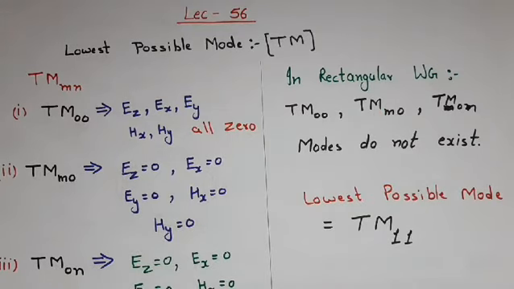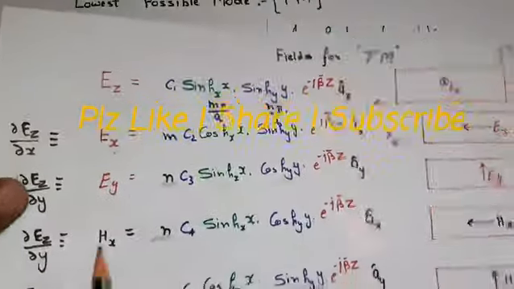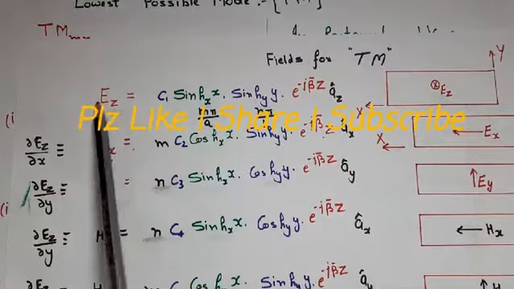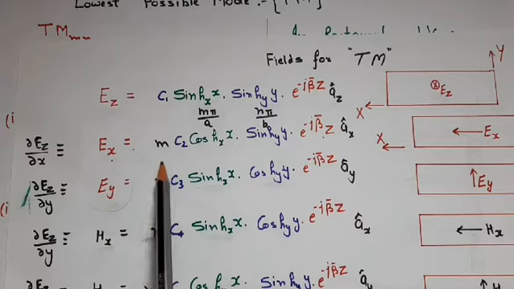Now we take another lowest possible mode, that can be TM0n. Here m is 0 and n is non-zero. Because of the sine function in y, Ez becomes 0. Because m is 0, Ex becomes 0.